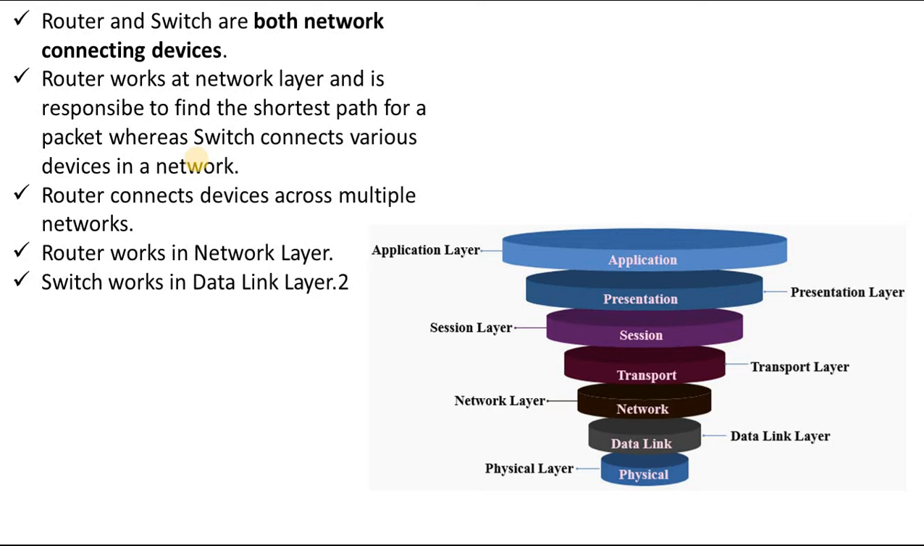So at your right you can see the OSI model. There are 7 layers in the OSI model, starting from the physical layer at the bottom, which is known as the first layer, and the application layer at the top of the list, which is the 7th layer in the OSI model. So a switch works at the data link layer, that is the second layer just on top of the physical layer, and over the data link layer you can see the network layer. A router works at the network layer.